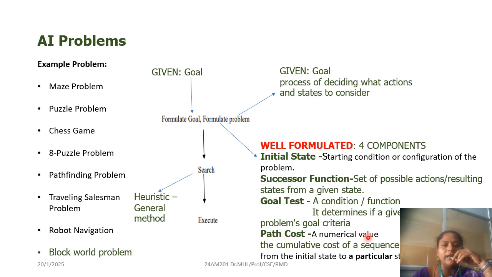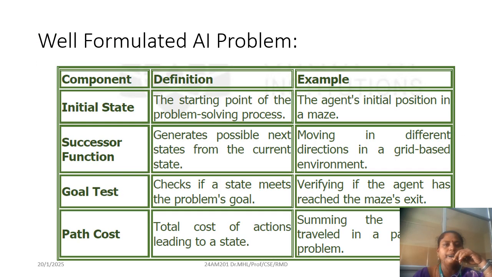Path cost is a numerical value. It is a cumulative cost. It is the cost of sequences that are adapted from initial state to the final state, goal state. In a nutshell, what is a well-formulated AI problem? Initial state is defined as the starting point of the problem-solving process. Successor function generates possible next states from the current state. Goal test checks if a state meets the problem's goal. Path cost is the total cost of actions leading to a goal state.